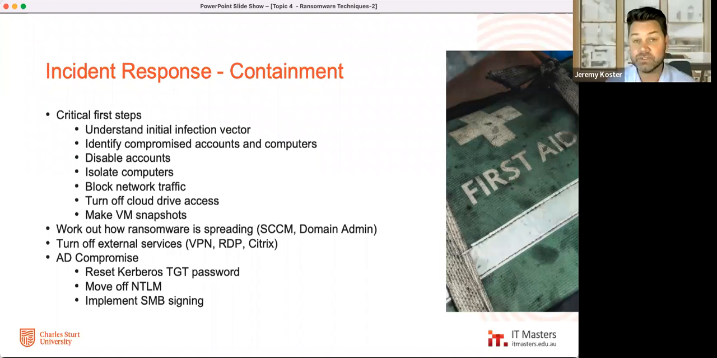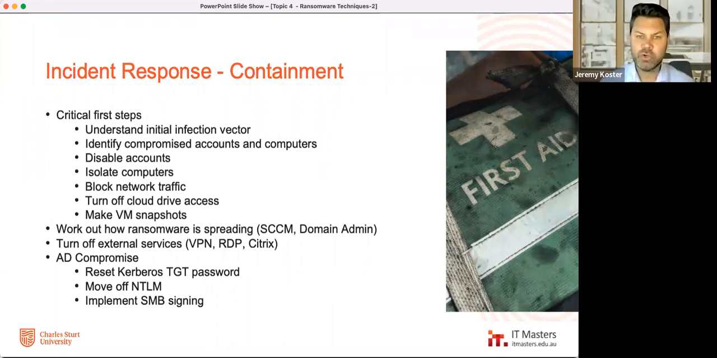So the accounts and computers: disable those accounts, isolate those computers, and block the network traffic those computers were emitting while they were infected. So you might be blocking some VPNs or something like that. Where are they actually operating from?